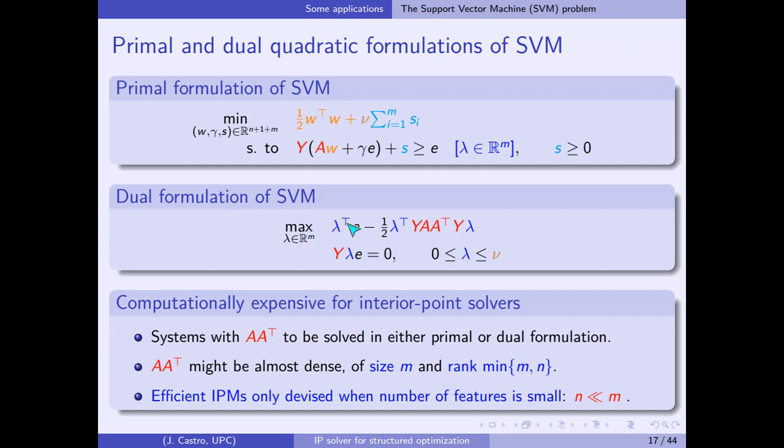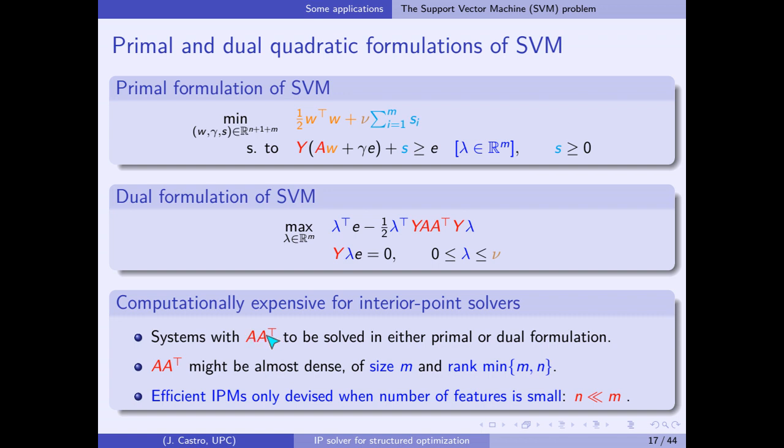This is the dual of this problem. I will skip details. And you can try to solve either the primal or the dual using an interior point method, okay? For instance, you can use Gurobi to solve that. Using the interior point method, either on the primal or the dual, you will have to solve systems with A transpose, the same in both cases.